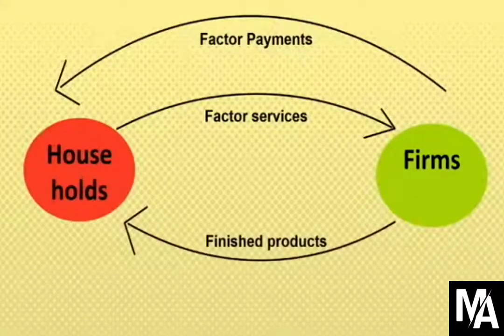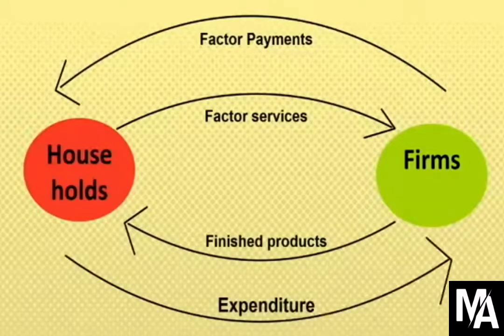On the other hand, the firms are now producing finished products from the raw materials, and they are supplying the finished products or selling them to the households, and the households will have to pay for these finished products, and that is called as expenditure. The money which is spent on purchase or consumption of finished products is called as expenditure.